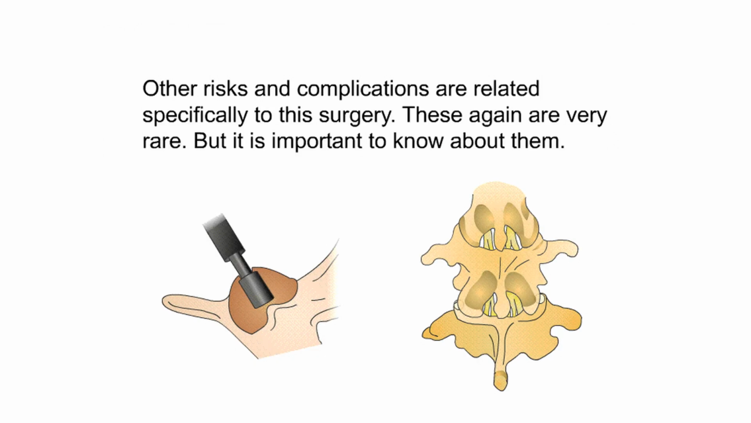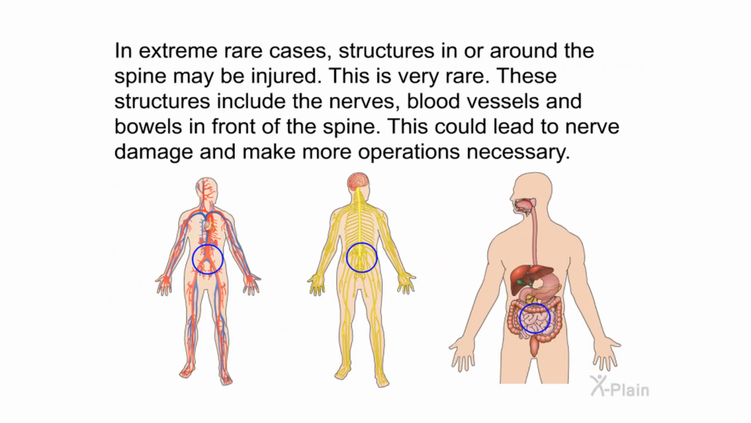Other risks and complications are related specifically to this surgery. These again are very rare, but it is important to know about them. In extreme rare cases, structures in or around the spine may be injured. This is very rare. These structures include the nerves, blood vessels, and bowels in front of the spine. This could lead to nerve damage and make more operations necessary.